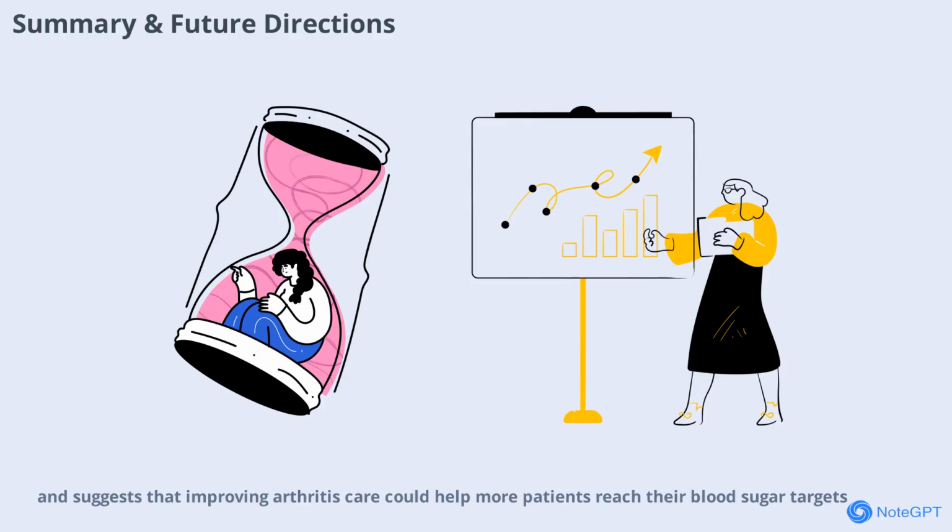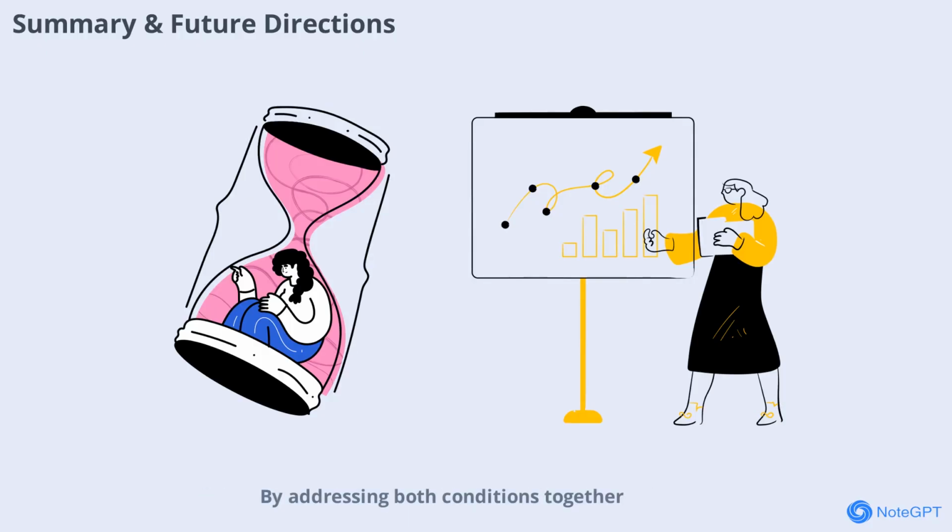The research encourages larger future studies to confirm these findings and explore new ways to integrate OA and diabetes care. By addressing both conditions together, healthcare providers can help reduce the risk of diabetes complications and improve quality of life for affected individuals. The journey toward better outcomes starts with understanding the interplay between chronic pain and chronic disease.